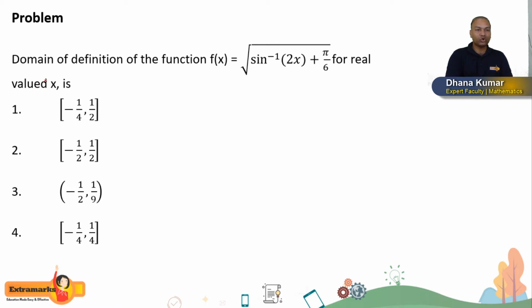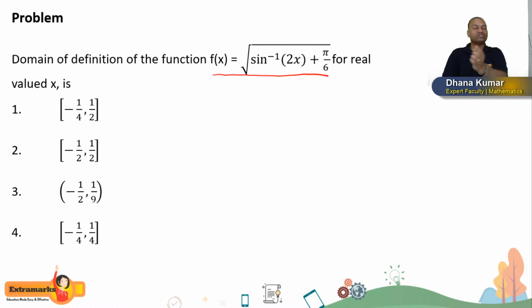Domain of definition of the function f of x is equal to root of sine inverse (2x plus pi by 6), for real valued x, is dash. Okay. Here, for domain problems, different methods are there. One is the general procedure, which I will explain now. Second, whatever the question may be, whether sine inverse or log or cos inverse is there.